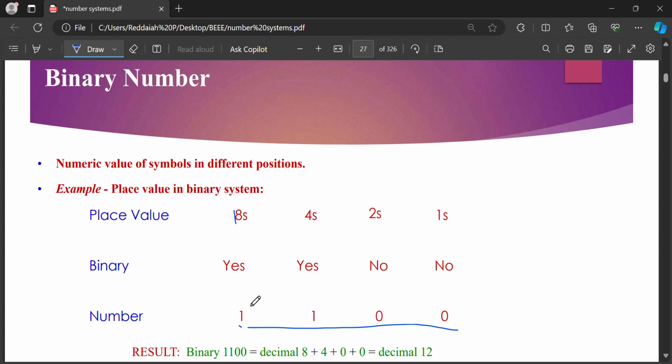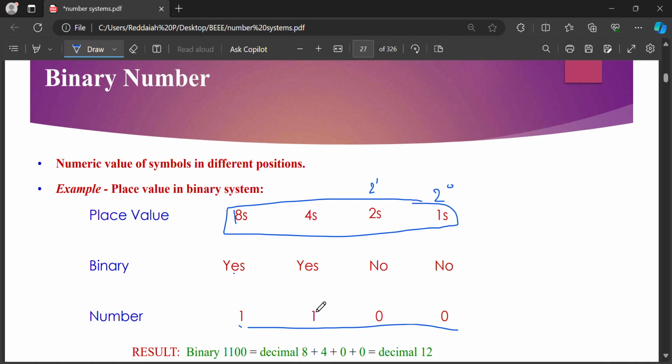Here, at 8 and 4 only, it is 1. Binary code is yes or no, on or off: 1 means on, 0 means off, true or false, we can use in this binary form. If the positions are 8421, it is a BCD code, binary coded decimal, 2^0, 2^1, 2^2, 2^3.